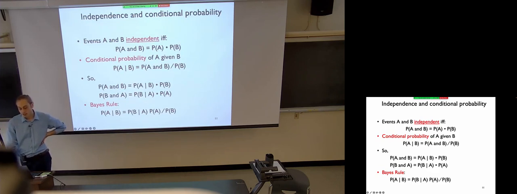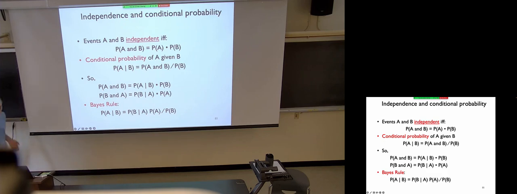So this is also symmetric. P of A and B is equal to P of A given B times P of B, from the conditional probability formula above. But we can also write it as P of A and B equal to P of B and A, so we can flip them around. It's also equal to P of B given A times P of A. So these are all symmetric, and this gives us Bayes' rule. If we combine these together, then P of A given B is P of B given A times P of A divided by P of B.